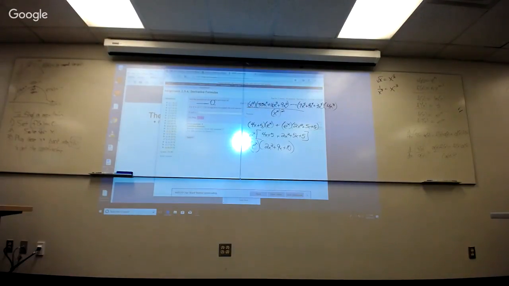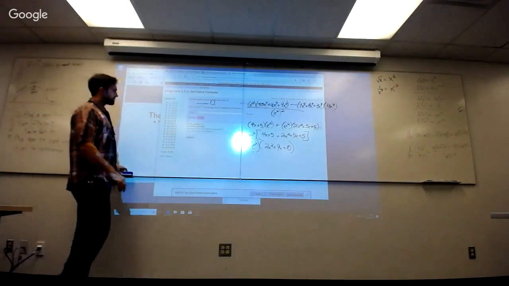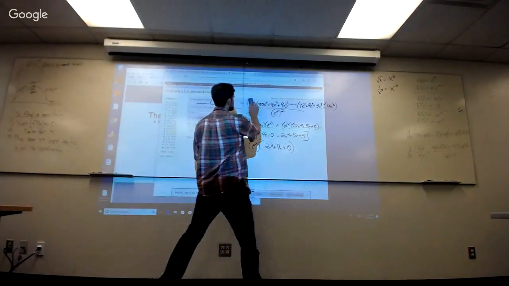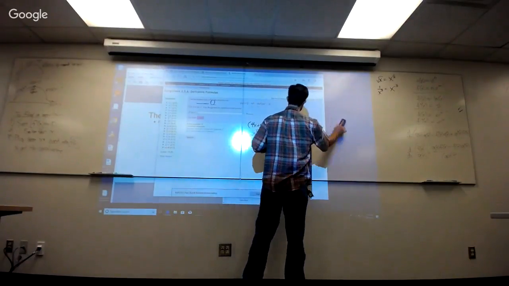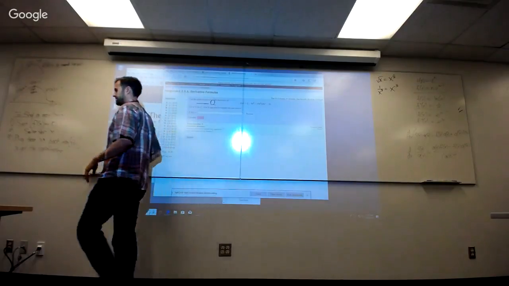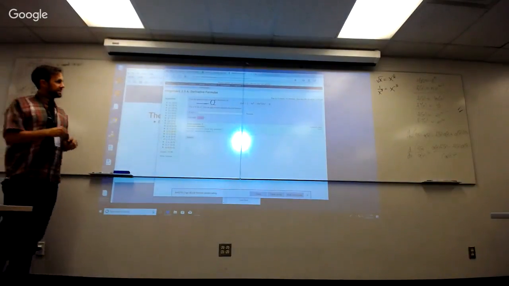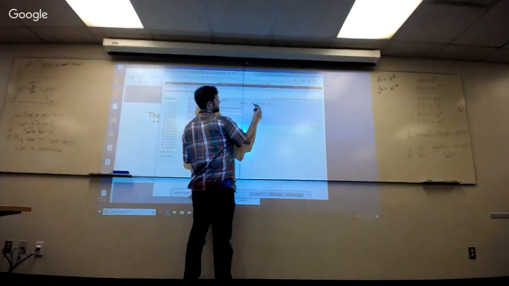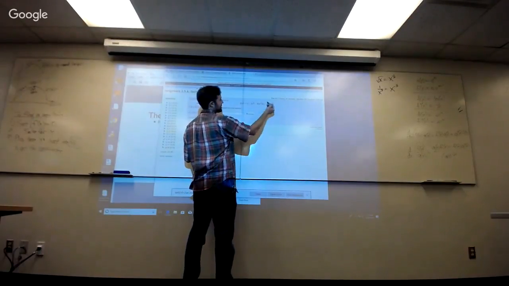So product rule for these two, you could theoretically FOIL that out first if you wanted to, but you don't need to. And it's best just to do the product rule just as it is. So there it is. My product rule now, again, is derivative of the first times the second plus derivative of the second times the first.